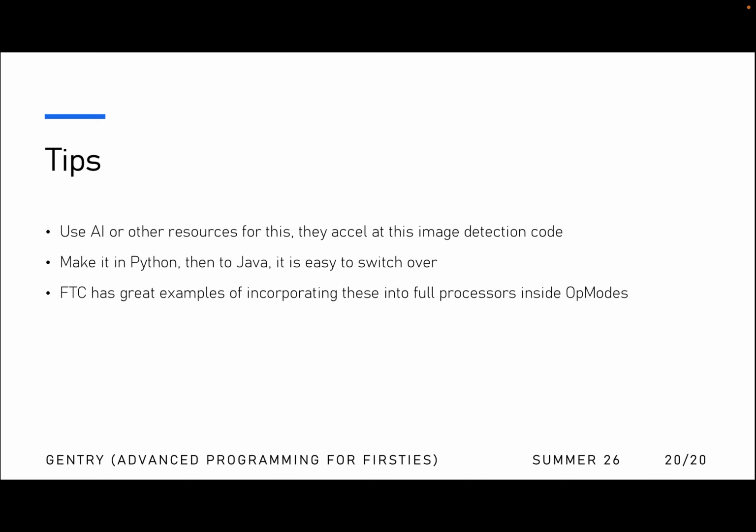So, some tips. Use AI or other resources for this. They really excel at this image detection code and switching from Python to Java. I would recommend making it in Python if you know Python, and then switching it to Java because it's almost a direct translation. And then FTC has great examples of incorporating these vision processors inside of op modes. So I'd recommend you look into that, because it is a little bit more of a process to make this an actual op mode and an actual processor, just because FTC has certain requirements for those. But other than that, it's a pretty simple thing to do.